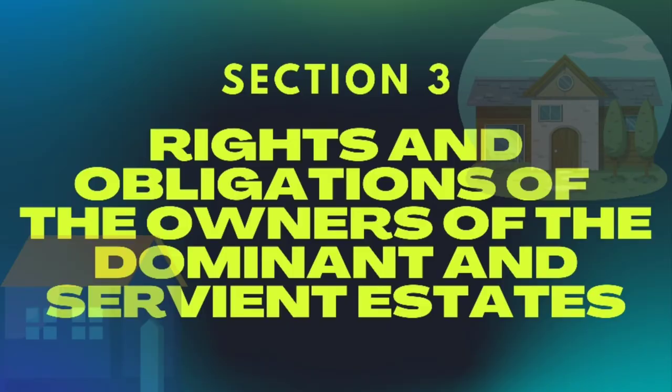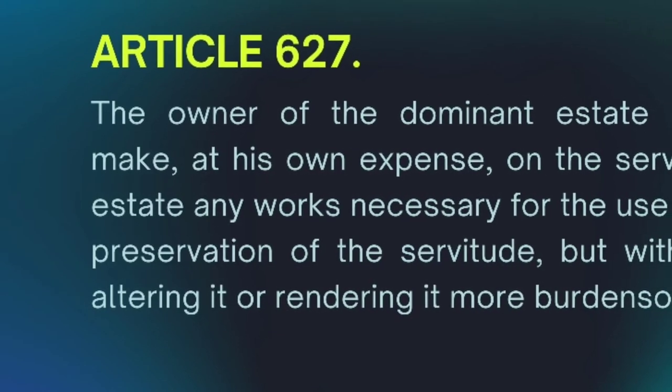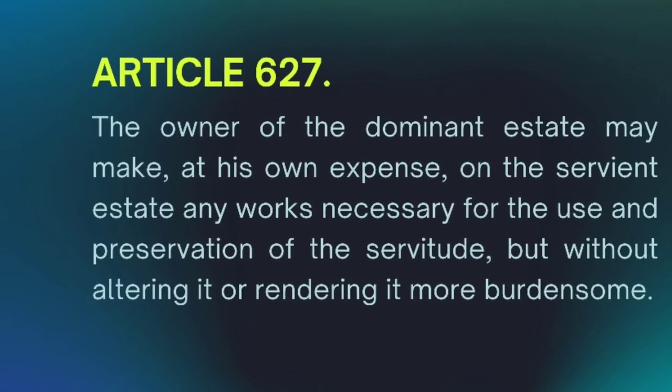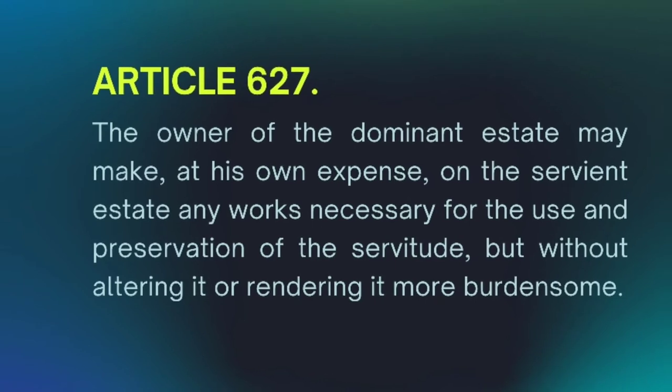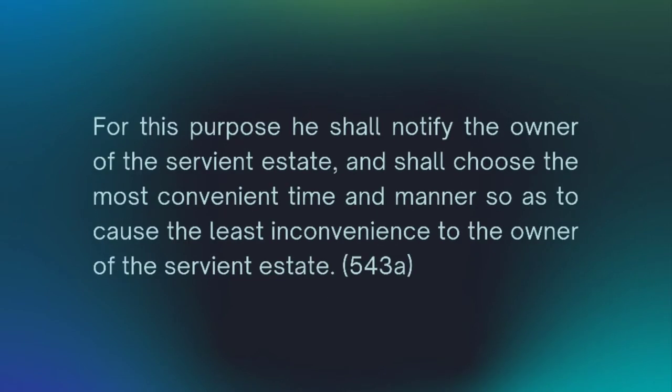Section 3. Rights and obligations of the owners of the dominant and servient estates. Article 627. The owner of the dominant estate may make, at his own expense, on the servient estate any works necessary for the use and preservation of the servitude, but without altering it or rendering it more burdensome. For this purpose, he shall notify the owner of the servient estate, and shall choose the most convenient time and manner, so as to cause the least inconvenience to the owner of the servient estate.